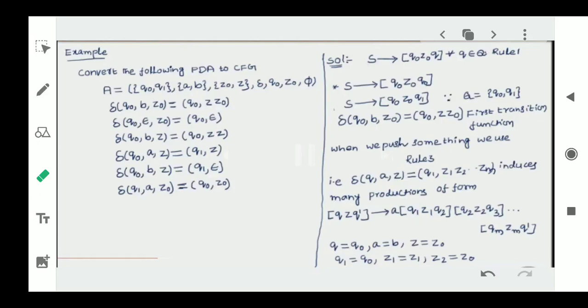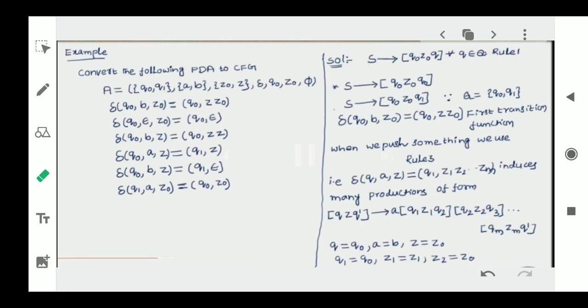In this video lecture, we are going to look at an example of how to convert the given PDA into a context-free grammar. These are the PDA equations given here. Please watch the previous video lecture to understand the procedure of how to convert the given PDA into a CFG. In the procedure, we discussed 3 rules for converting a given PDA into a CFG.